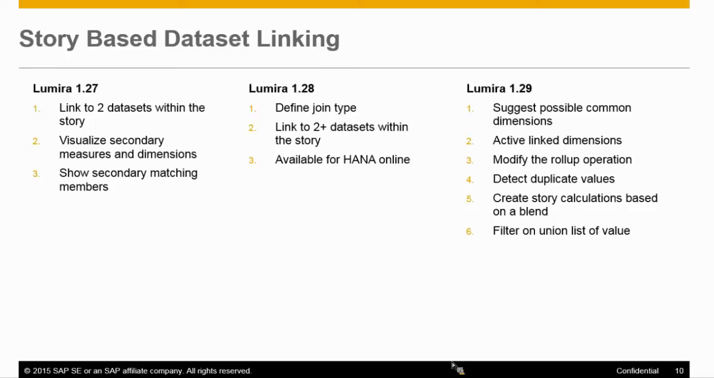We allowed you to visualize both the measures and the dimensions that are coming from the secondary dataset. And we were also rolling up, or showing you a count of, the members coming from the secondary dataset that are not linked together, or where the level of granularity was not determined. So we were giving you visual cues to let you know that these are matching members, but we don't know how to break them up to give you the detail of them.